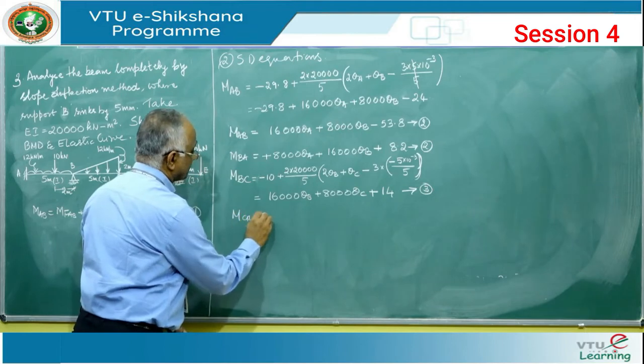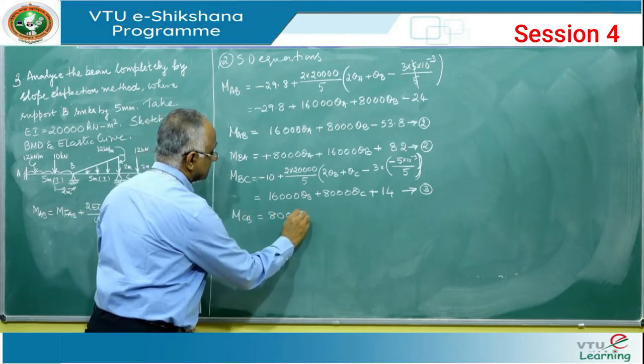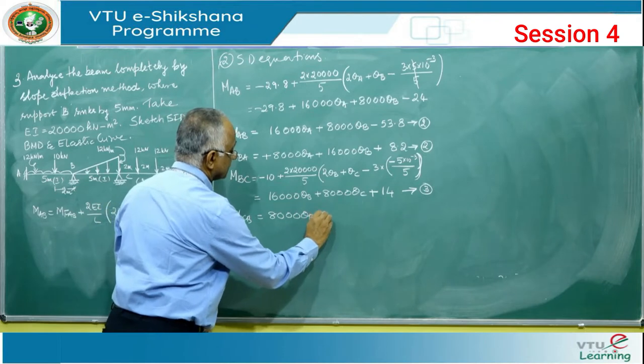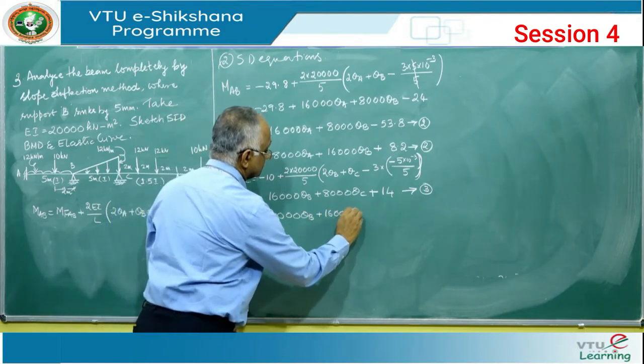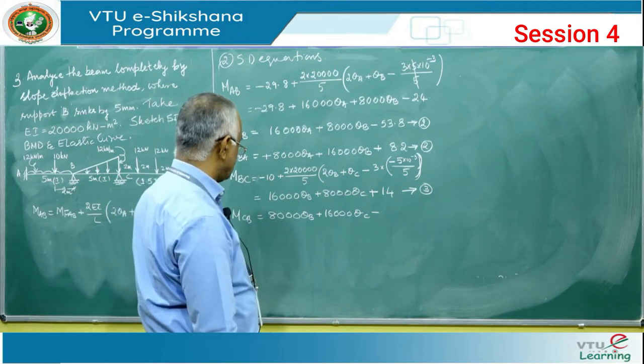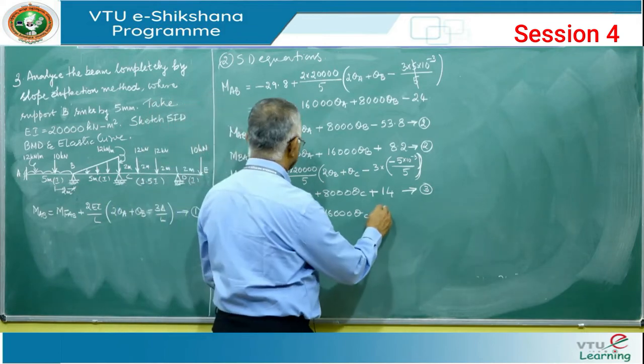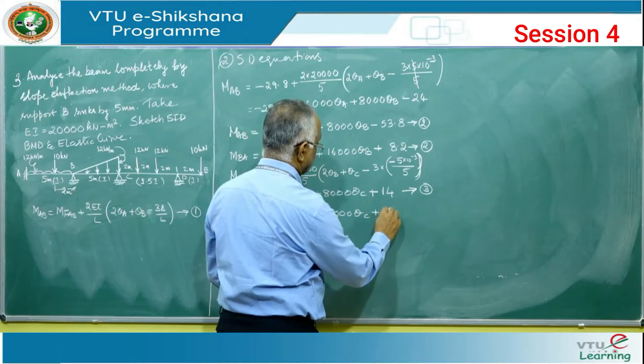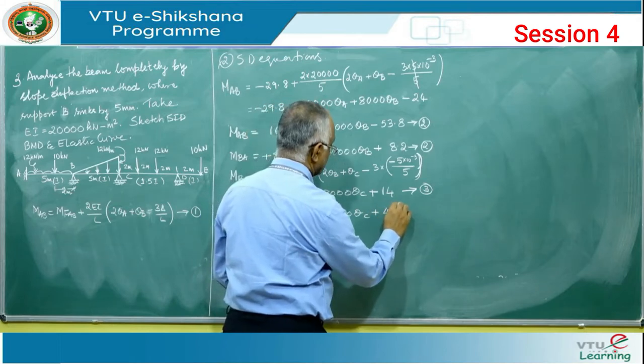And MCB, I can put it using the above equation, 8000 theta B, 16000 theta C, plus 15, plus 24, 49.